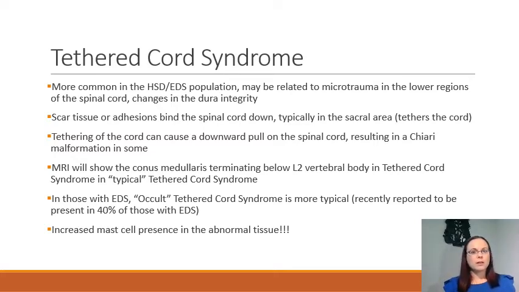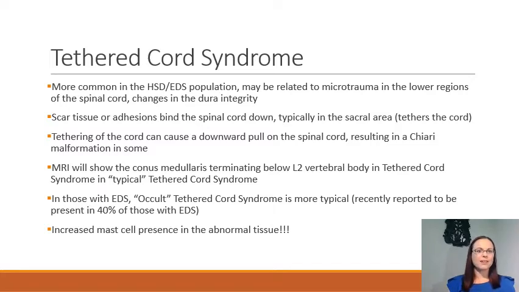The MRI, typically, when we're looking at a spine that does not have tethered cord syndrome, you're going to see the conus medullaris end at L2 or higher. When we see tethered cord syndrome in typical tethered cord, the conus medullaris is going to terminate below the L2 vertebral body, so L2 or lower. However, in those with EDS, occult tethered cord is something that we are seeing, not necessarily the typical tethered cord syndrome. So it's found in almost half the patients with EDS.